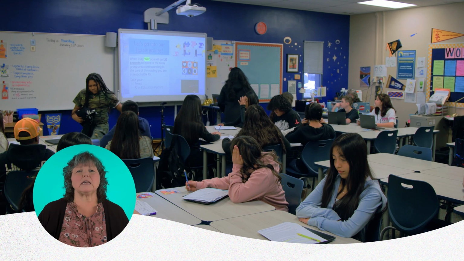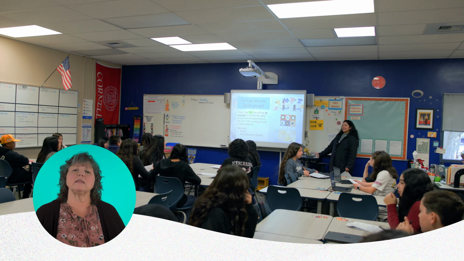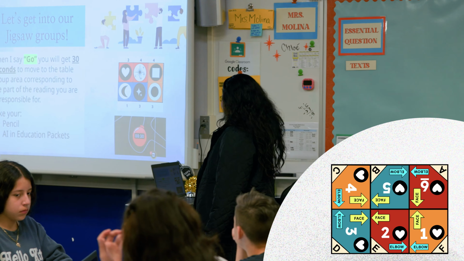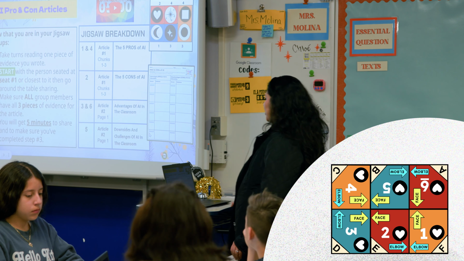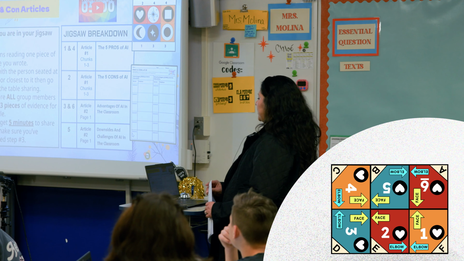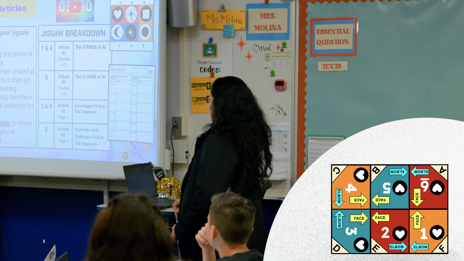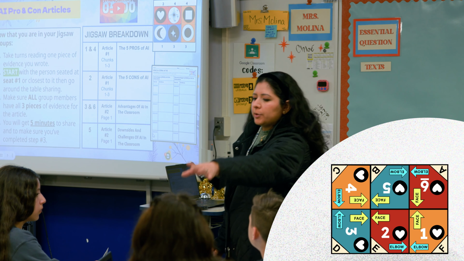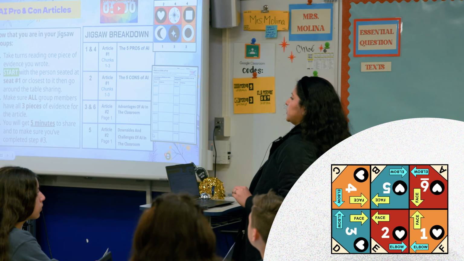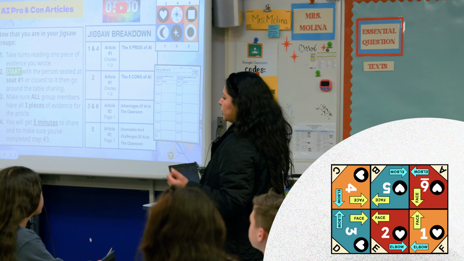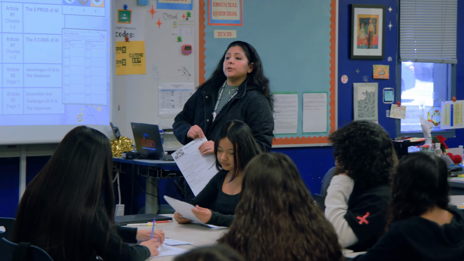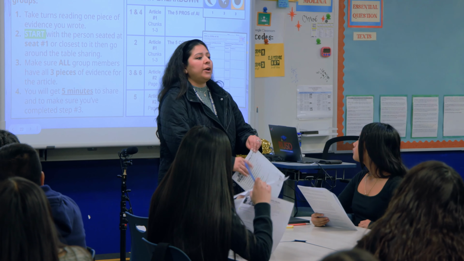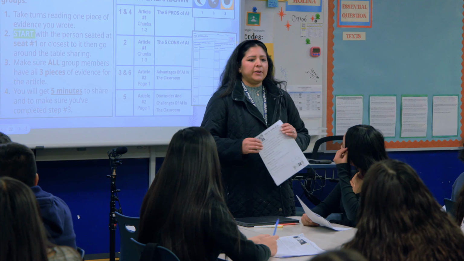To help facilitate the group work, the teacher has provided them with a graphic organizer to fill out when they're with their number group. So in your jigsaw groups, you're going to take turns reading one piece of evidence that you wrote. You're going to start with the person seated closest to the 1. If you don't have a 1, then obviously it would be number 2, if not number 3, 4, and so forth. You're going to go around the table sharing one piece of evidence. I would try to share one that somebody else hasn't shared.